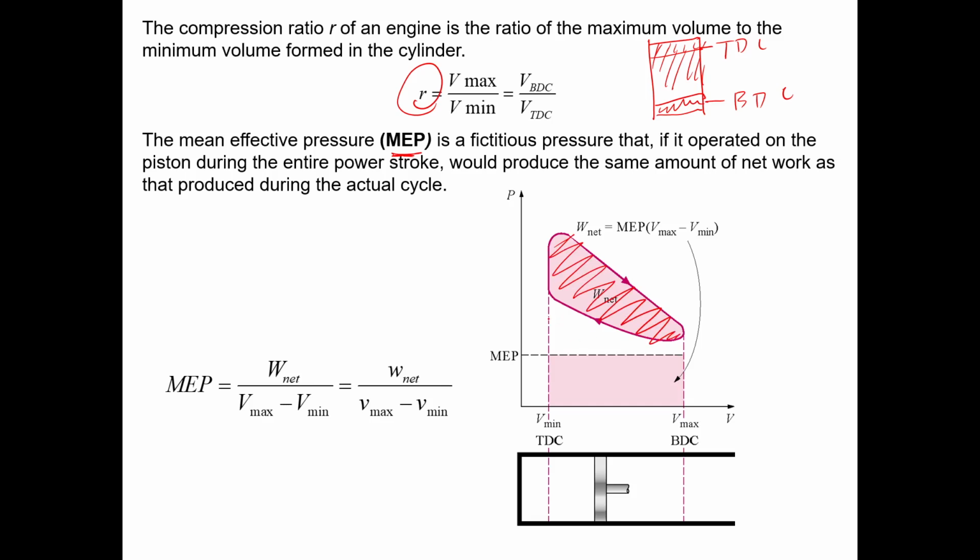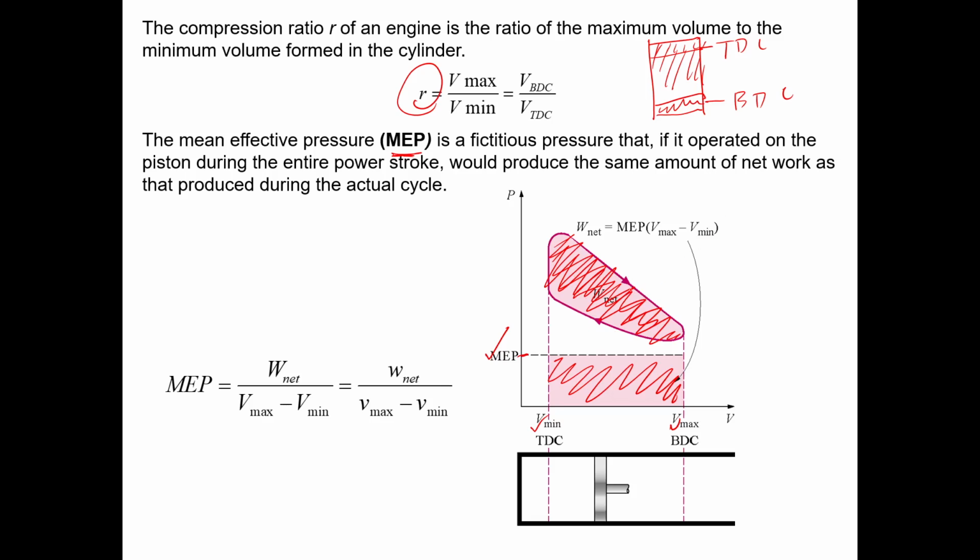And we know that the cycle operates between the TDC and BDC. You have Vmax and Vmin. So what does mean effective pressure, MEP, mean? It is the pressure that gives the same amount of W net. That means this area is equal to this area. The mean effective pressure is the value that gives the same amount of net work as in that particular cycle.